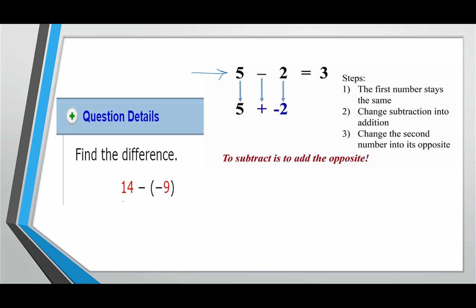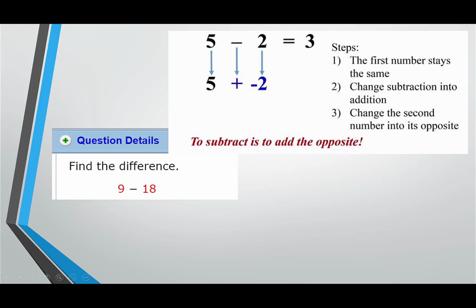Okay, so I want you to rewrite 14 minus negative 9. We're going to keep the first number the same, change the subtraction to addition, and change the negative 9 to positive 9. This is 14 plus 9, which is a positive 23.